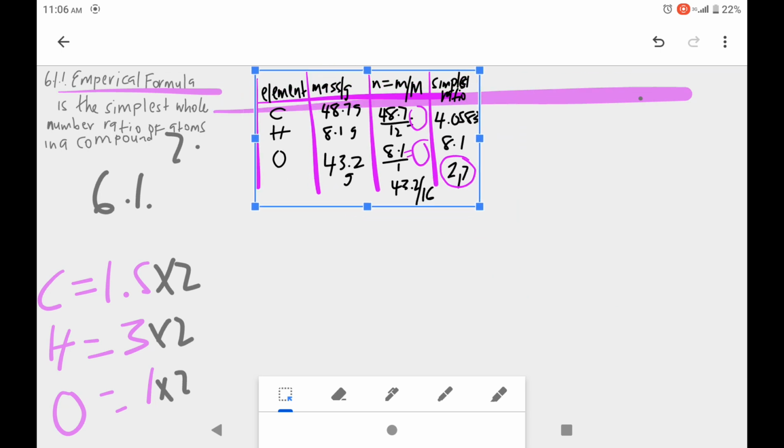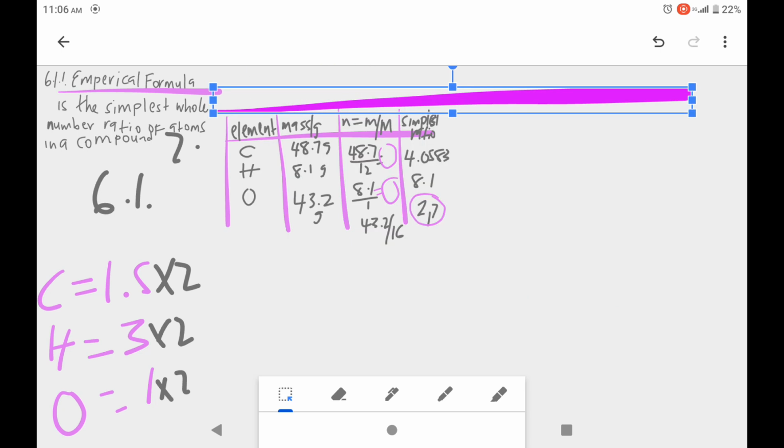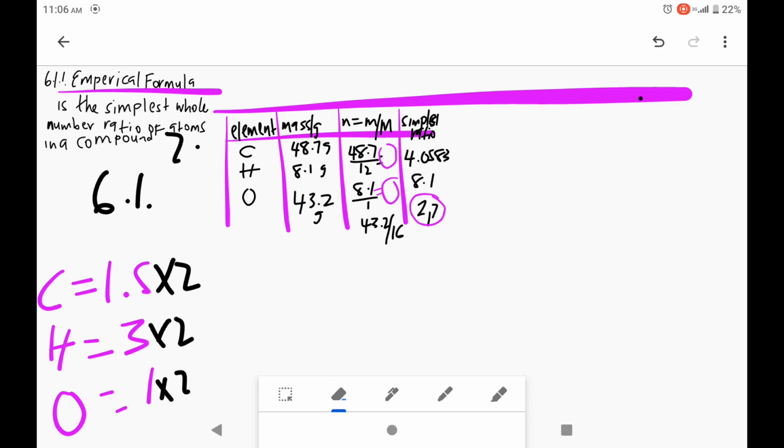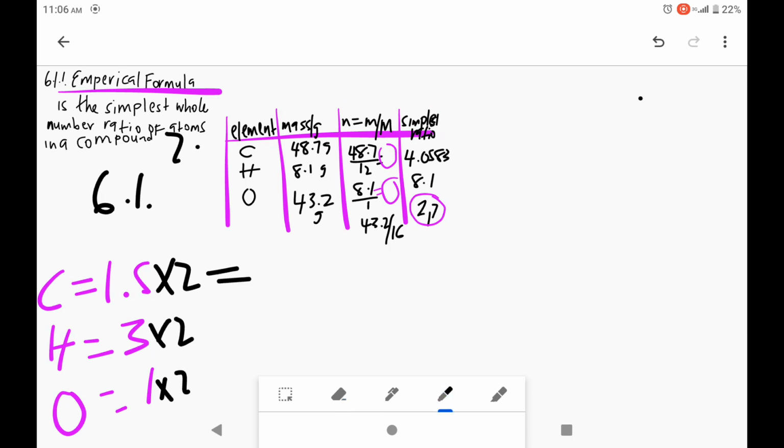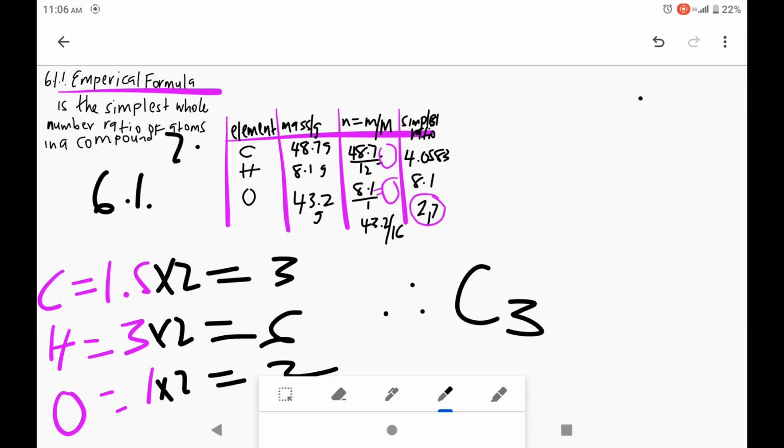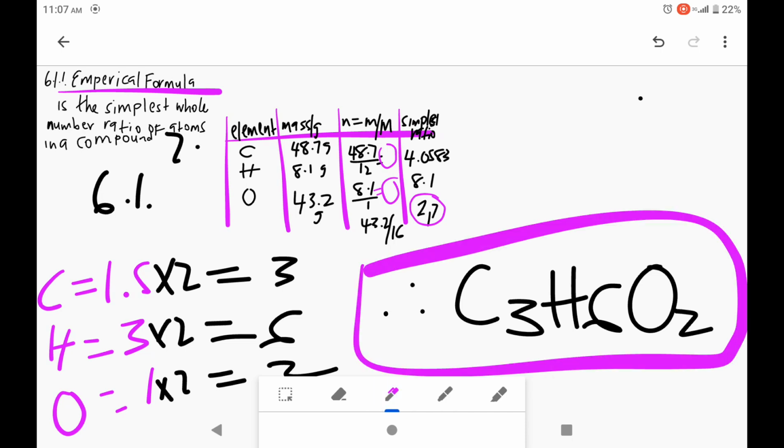I'm going to get my empirical formula. So if I say 1,5 times 2, that is going to give me 3. 3 times 2 is 6. 1 times 2 is 2. Therefore my empirical formula is going to be C3H6O2. See, this is the answer they're looking for. This is how you determine your empirical formula. It's not that difficult or complex.